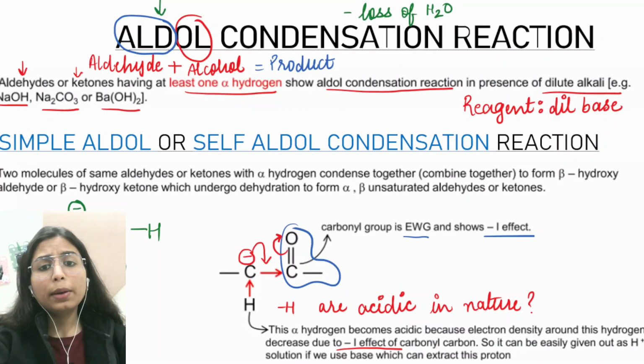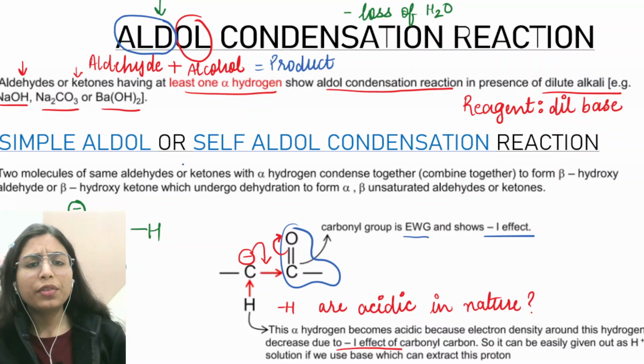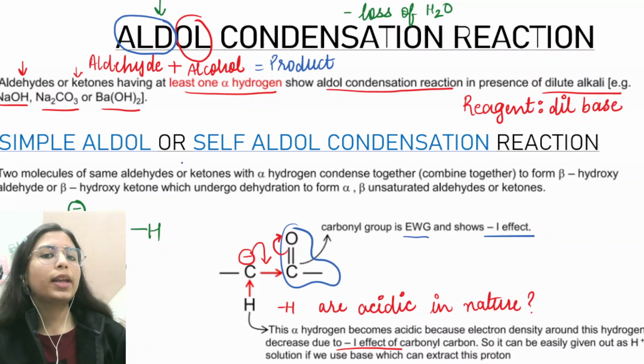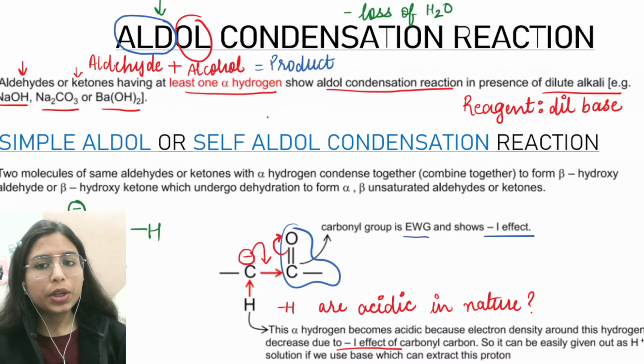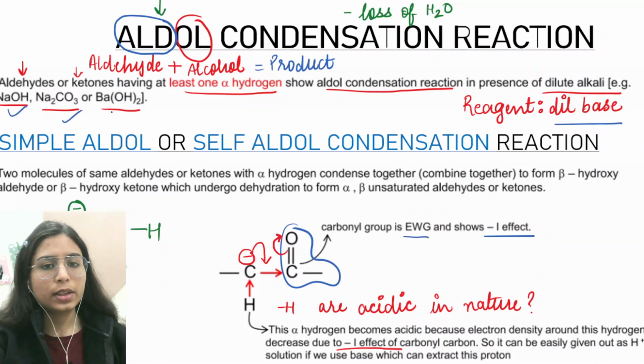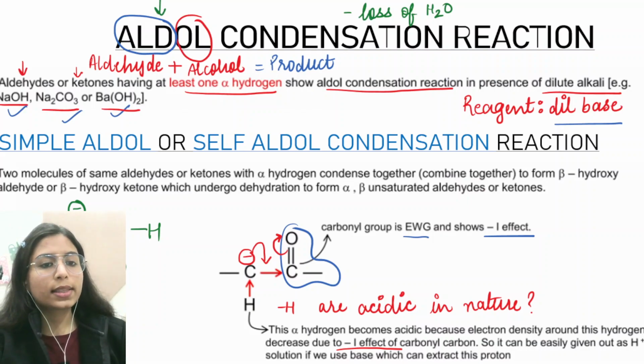Now if I look at the mechanism, we have learned what substrate we are going to take. We are going to take any substrate containing alpha hydrogen and carbonyl compounds, and the reagent that we are going to take is some dilute base, and that base can be any base. Now see how the reaction takes place.